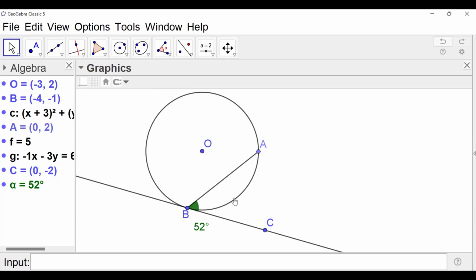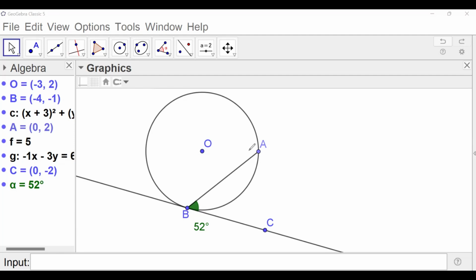Now, this angle is formed, if you look at it very well, within the minor segment. This angle B is formed within the minor segment. Take note. And so the theorem is saying that another angle that is found in the major segment that is alternate to the line AB, which is the chord, we have the same value 52.